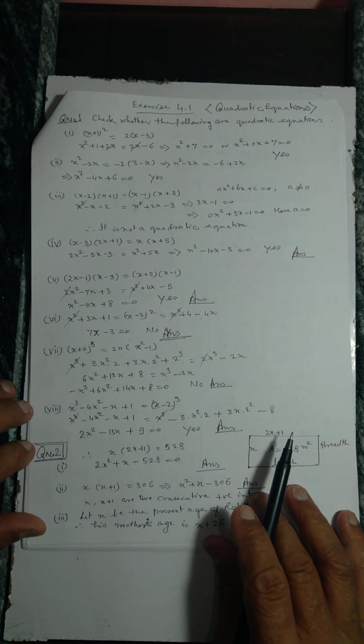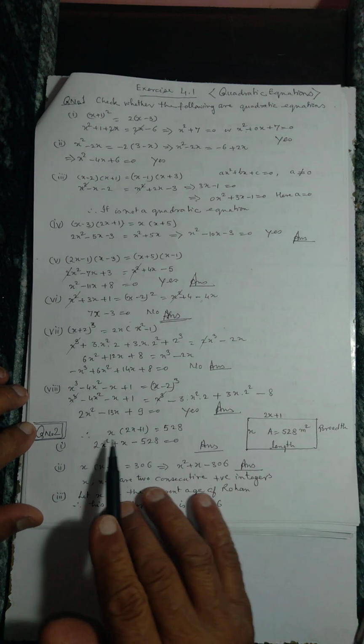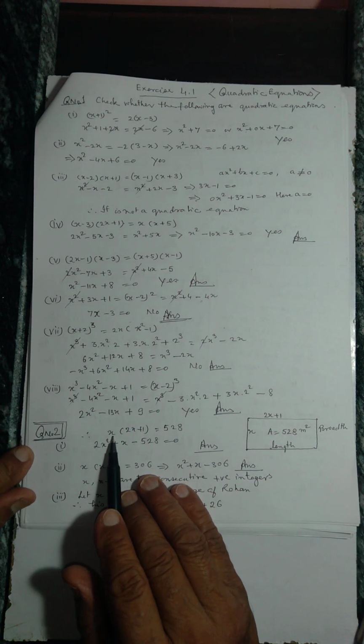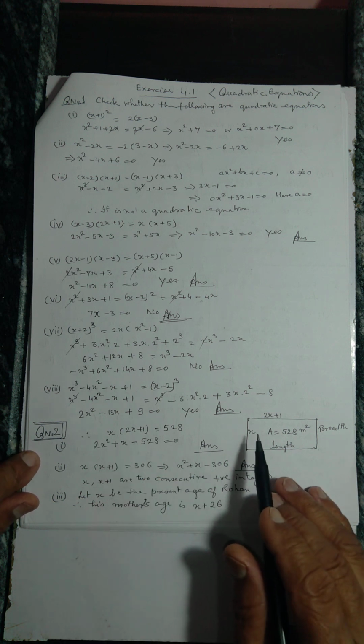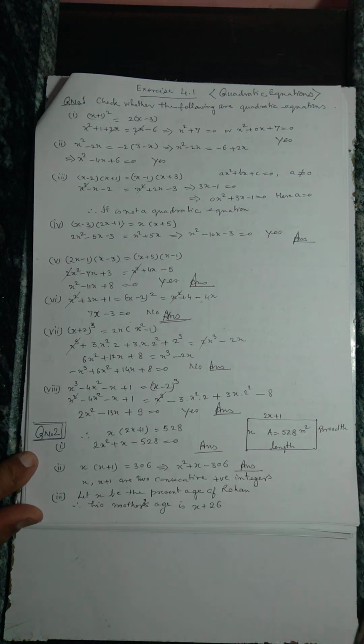Now come to question number 2. Here, I am just reading it. Represent the following situation in the form of a quadratic equation. The area of a rectangular plot is 528 square meter. The length of the plot in meter is 1 more than twice the breadth. We need to find the length and the breadth of the plot.